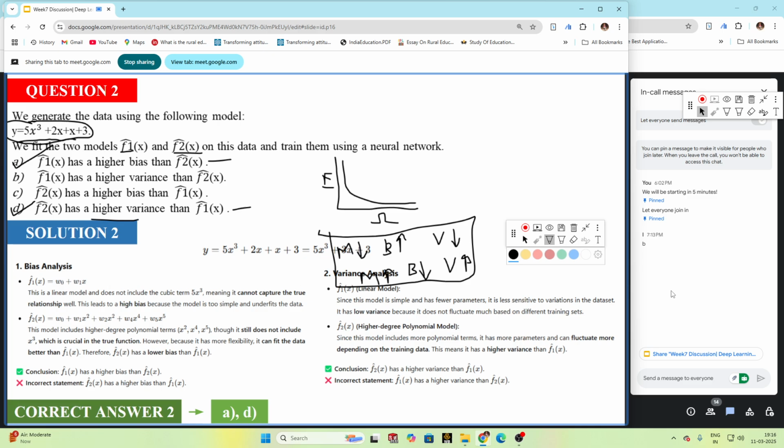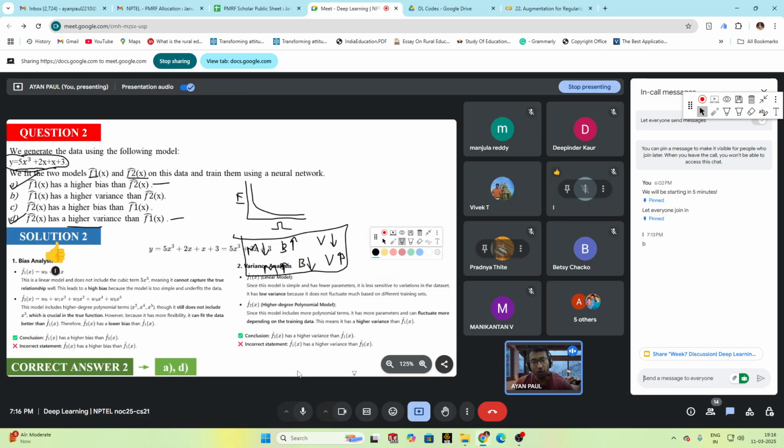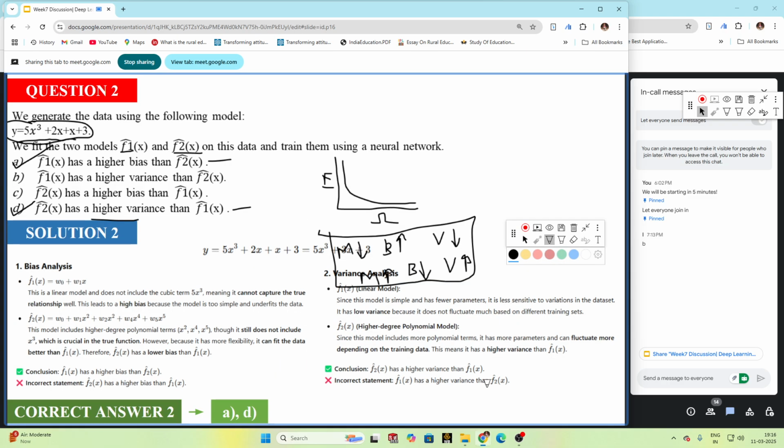Okay. So this is the thing you always have to remember. The simpler the model, the more the bias and the less the variance. The more complex the model, the less the bias and the more the variance. Okay. So is it clear to all of you? Yes, sir.